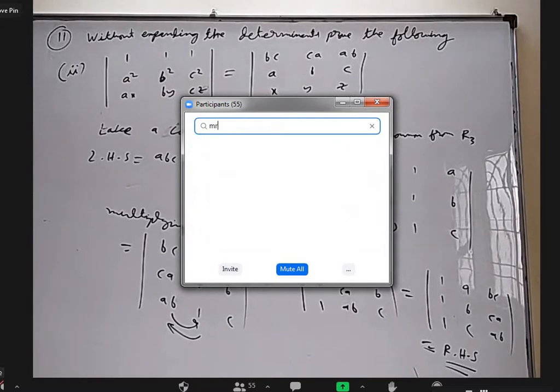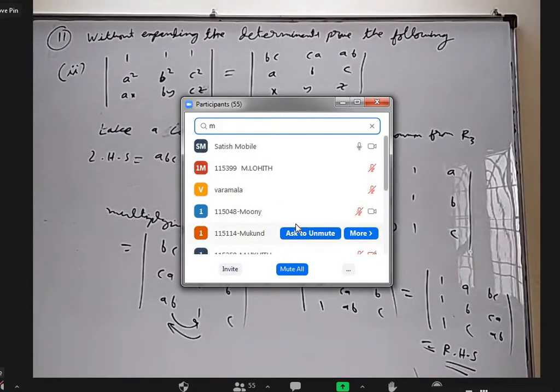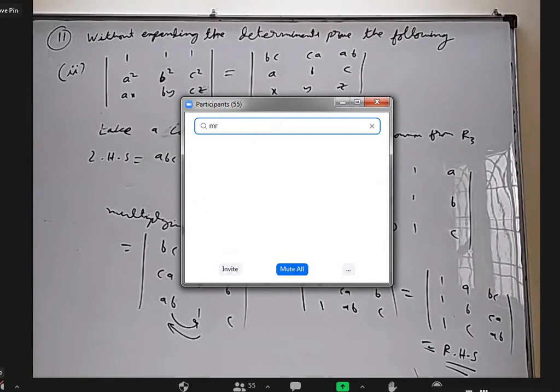Sir, we should remove A, B, and C from the first, second, third column, sir. Multiply. Okay. Multiply ABC to the first column. Yes.